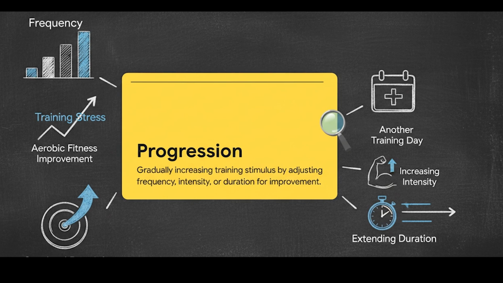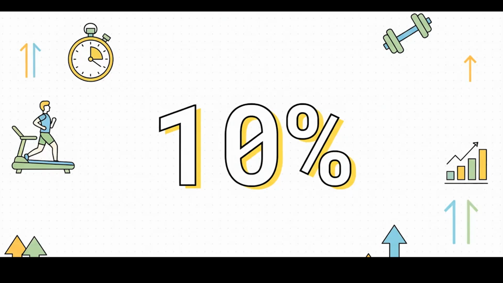We can add another training day, we can bump up the intensity of the workouts, or we can make the sessions a little bit longer. And here it is, another massive study tip. Burn this number into your brain, 10%. What's the 10% rule? It's the general guideline that you should only increase one variable, frequency, intensity, or duration, by no more than 10% per week. This is your safety net. It ensures you're pushing the client just enough to adapt without pushing them over the edge into injury.